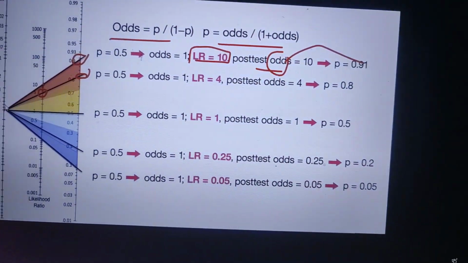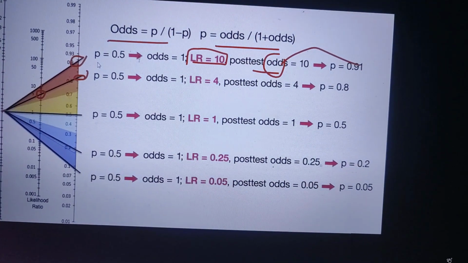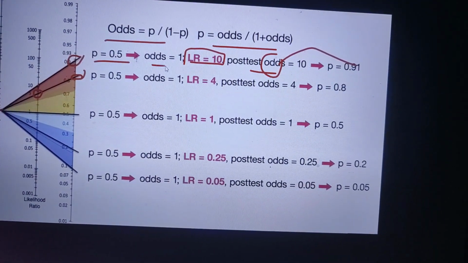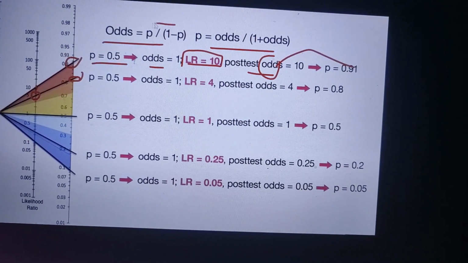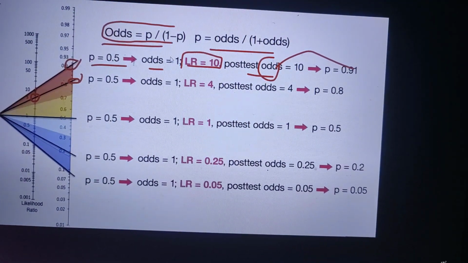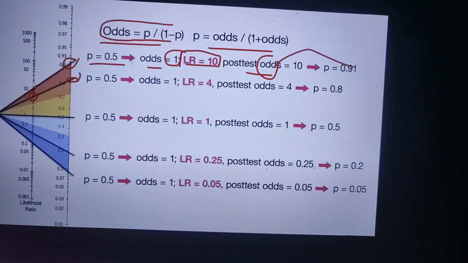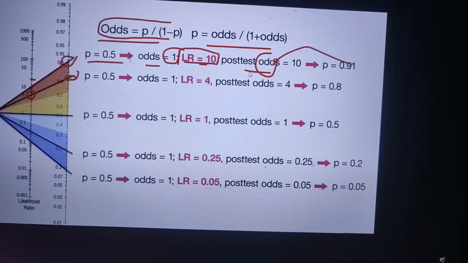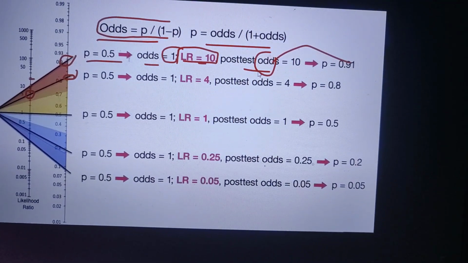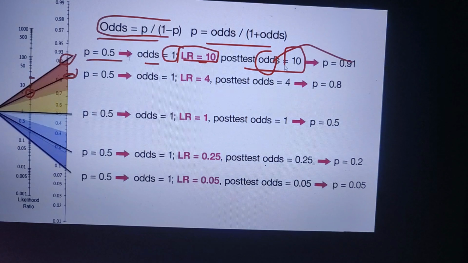Like your pre-test probability is 0.5, so you calculate odds. So with this formula you calculated odds of 1, then multiply the likelihood ratio with 10, right? Your post-test odds becomes 1 times 10 is equal to 10. So this is your odds.